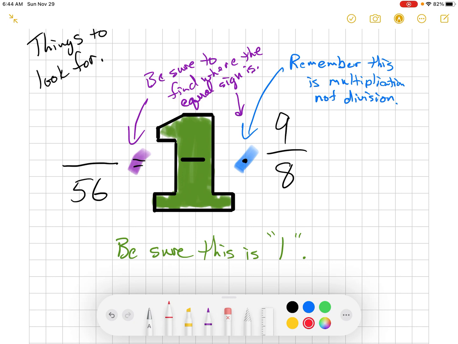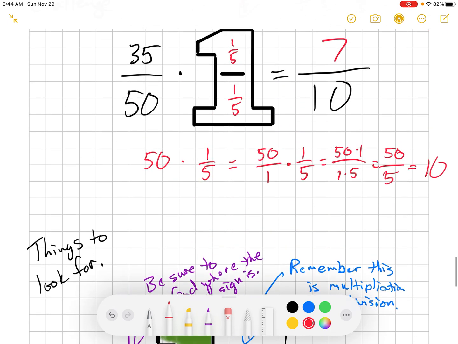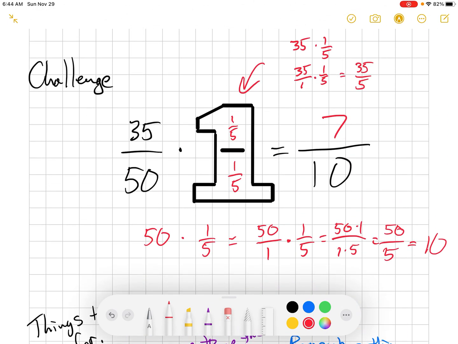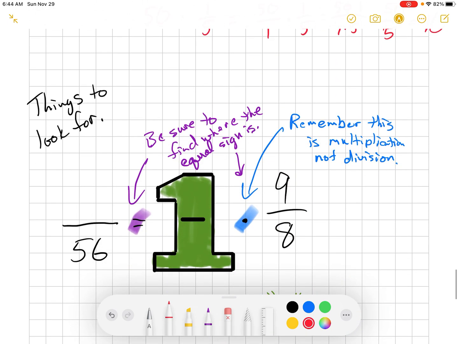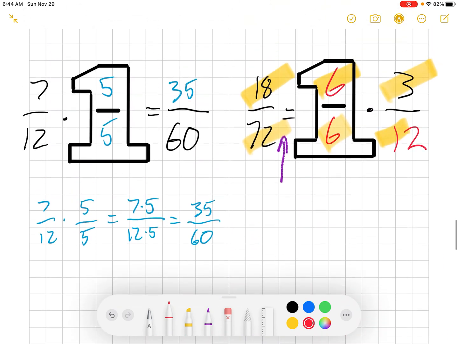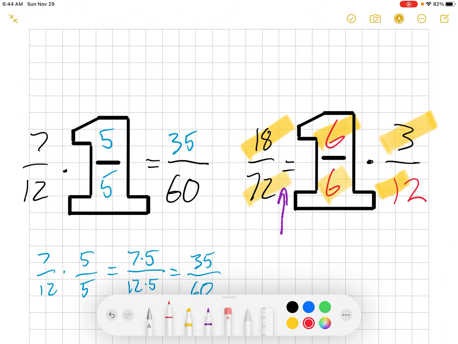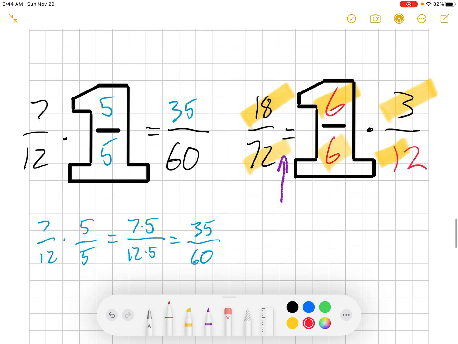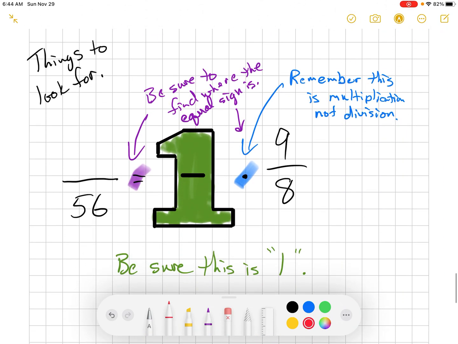And then in the blue part, remember that this is multiplication, not division, right? The blue came up in this problem, right? It has to be multiplication. The purple part came up in the problem here on the right because the problem switched, so make sure you're keeping an eye on that. And then the last part is just making sure that it's 1.